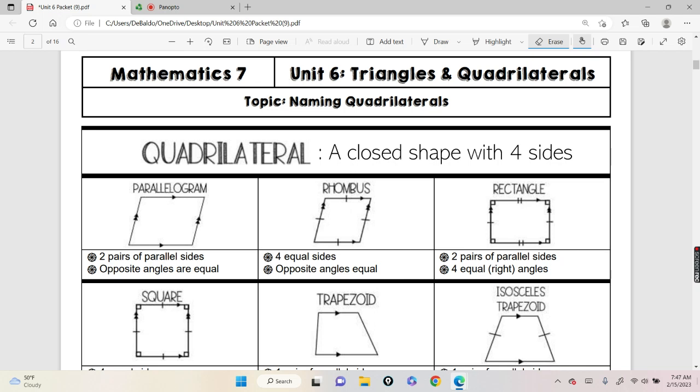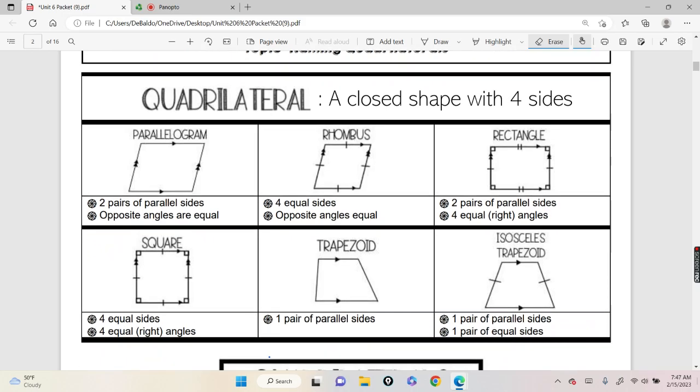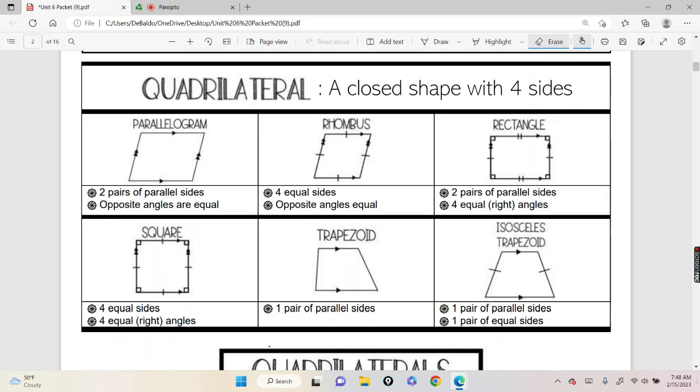This lesson, we're going to be talking about triangles and quadrilaterals. So first, let's go ahead and talk about what a quadrilateral actually is. A quadrilateral is a closed shape with four sides, and you can see 6 examples here below. Here are the different quadrilaterals we're going to be learning about this school year.